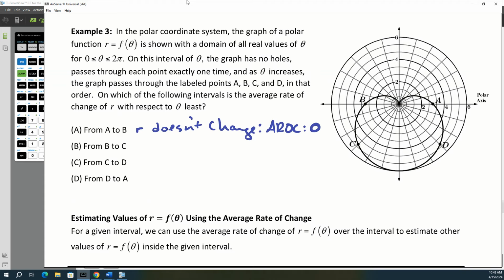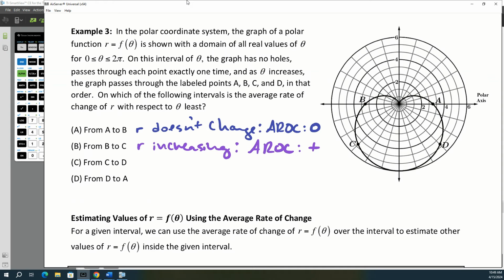All right. And if we're looking at from B to C, here is our B. It looks like it's on a circle. If we're going by twos, it's probably like 3 to here, which is between 4 and 6, so a little bit more than 5. So r is increasing in this case. I don't know exactly how much it's increasing, but I know because r is increasing, the average rate of change is going to be positive. And that's really all I need to know to answer this question.